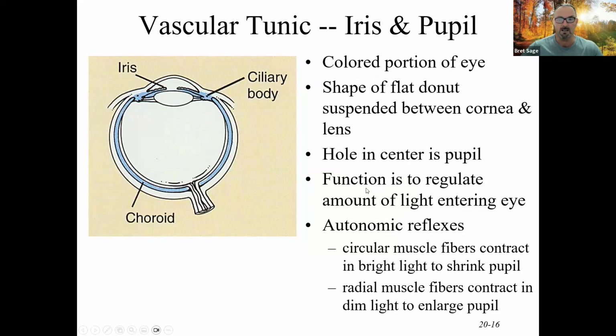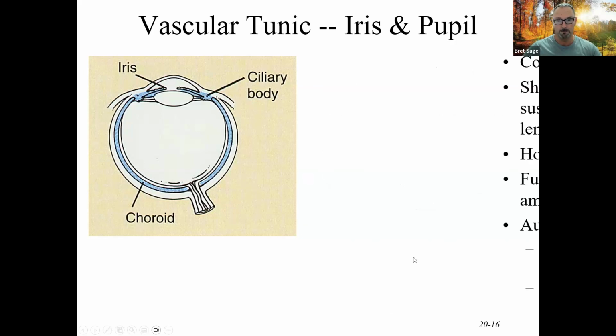And what is the function of the iris and the pupil? Is to regulate the amount of light into the eye. So if it's really bright, the pupil shrinks to a much smaller point, and when it's dark, it opens up, allowing more light through. Autonomic reflexes: the circular muscle fibers contract in bright light to shrink the pupil, and radial muscle fibers contract in dim light to enlarge the pupil.